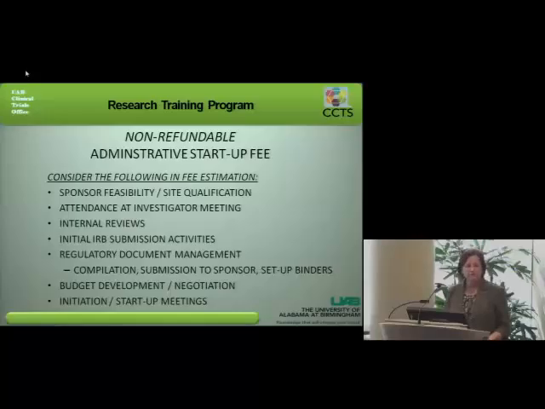For that non-refundable, and it's important that it be titled a non-refundable administrative startup fee, this is the cost that will be incurred to get the study up and running and ready for enrollment. It should be non-refundable because no matter what happens during the course of the study, these activities were completed and you need to cover the expenses related to them. Remember that when you're starting a study, here are some of the items that will be included in that process.